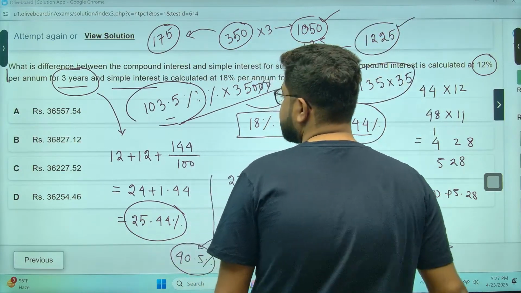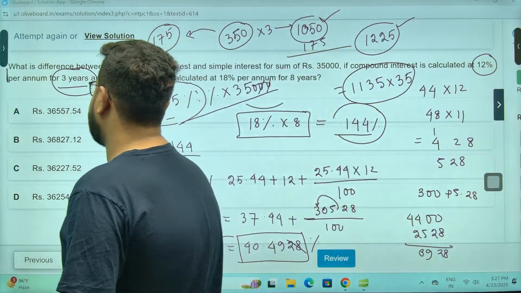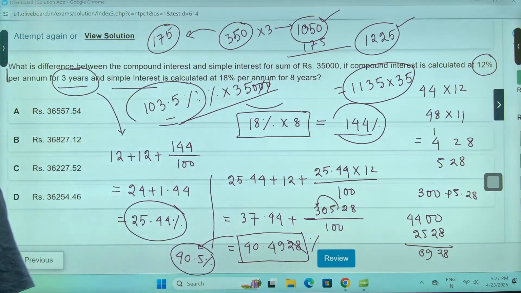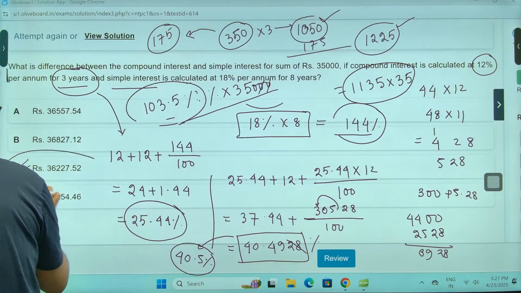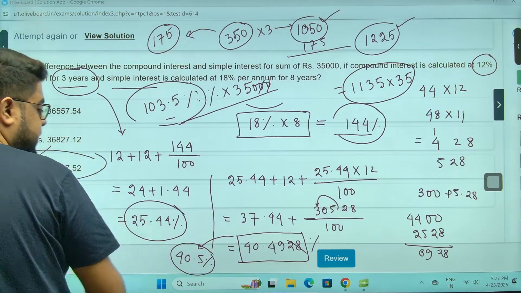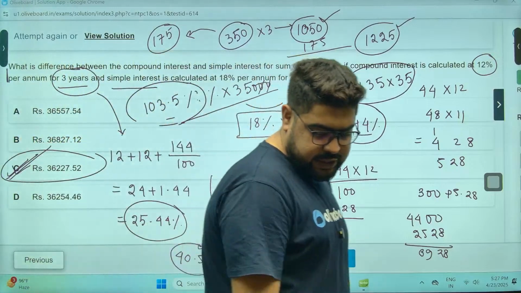You see, now it is 35,000 plus 1,03622. Yes, this will be the answer. Option C will be the answer.